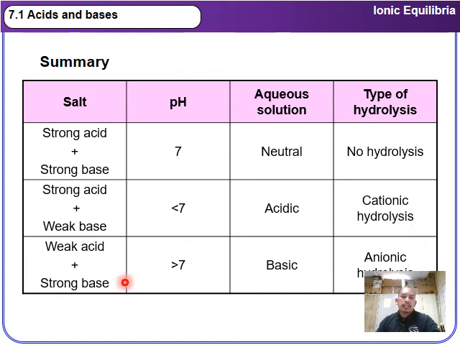While when a weak acid reacts with a strong base, what happens? The pH will be more than 7. So the aqueous solution that forms is a basic solution. The type of hydrolysis is anionic hydrolysis.